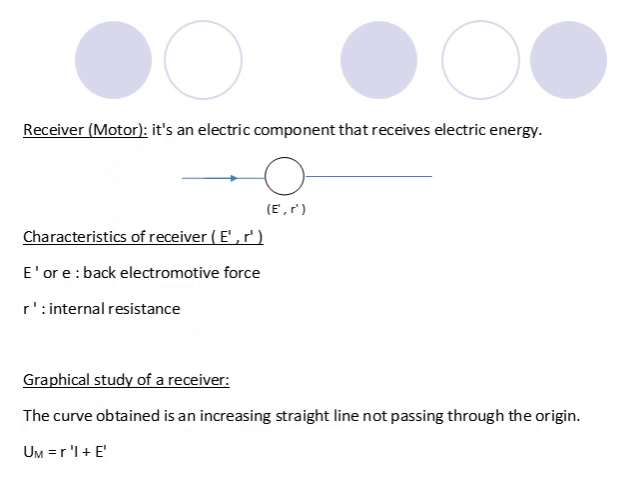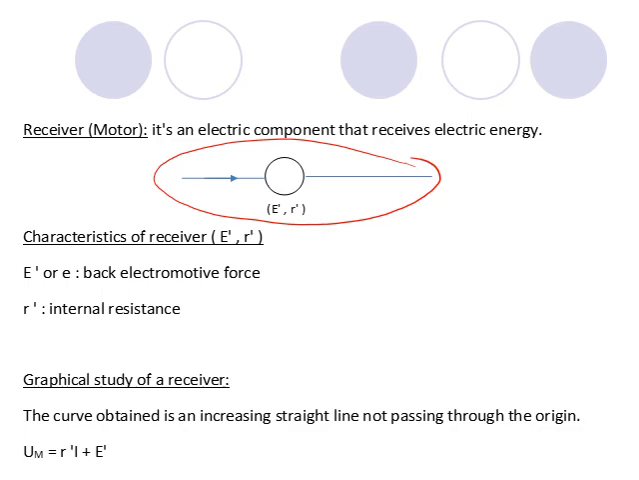Receiver, motor. It's an electric component that receives electric energy. Characteristic of a receiver: E prime, R prime. E prime, or small e, is the back electromotive force, R prime is the internal resistance.